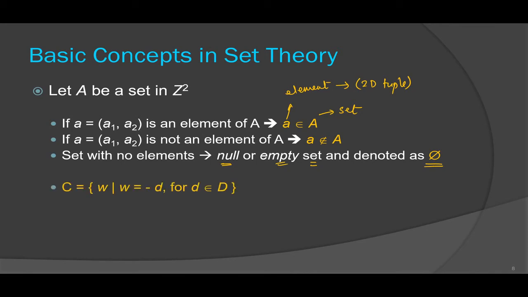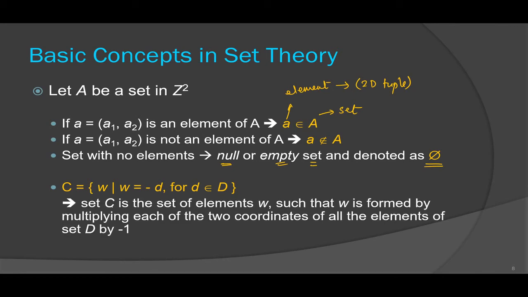Now see here, we have one set C. How are we going to interpret this set C given like this? We are saying that set C is the set of elements W such that W is formed by multiplying each of the two coordinates of all the elements of set D by -1.